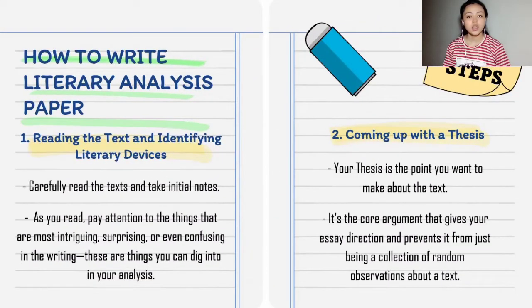Now, here are 5 useful ways on how to write a literary analysis paper. The first one is reading the text and identifying literary devices. In here, you will be carefully reading the text and taking initial notes, and as you read, you should pay attention to the things that are most intriguing, surprising, or even confusing in the writing. These are the things that you can dig into in your analysis.